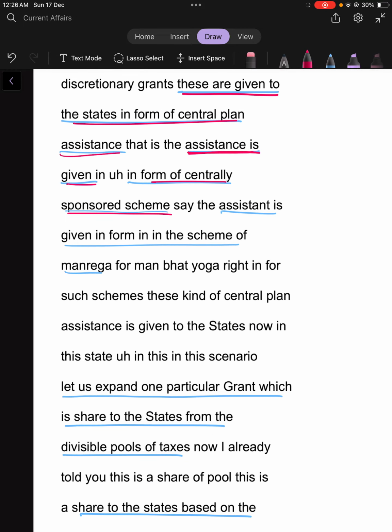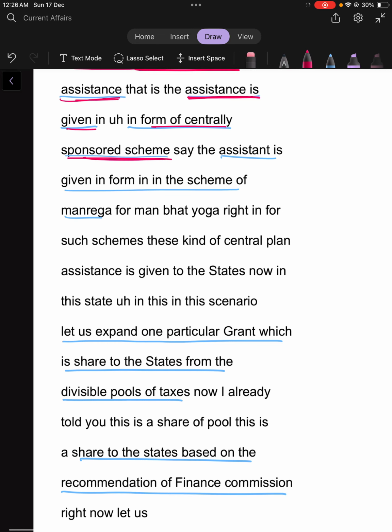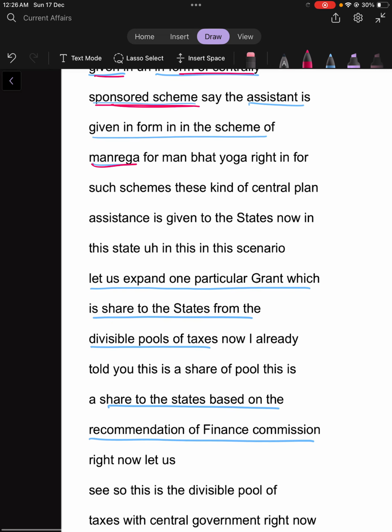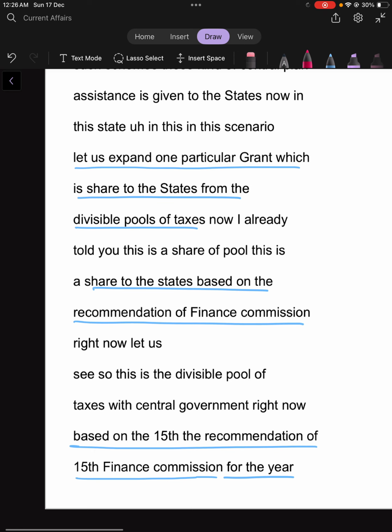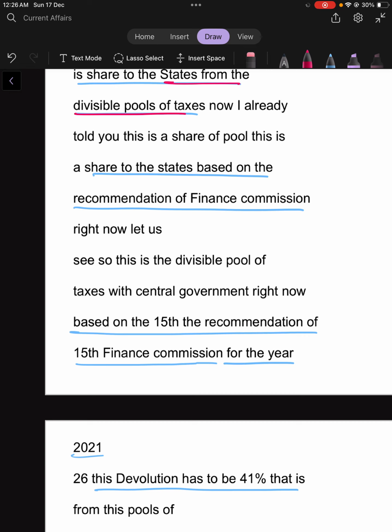It is in the form of central planned assistance, as this assistance is given in the form of centrally sponsored schemes. For example, it is given in the scheme of MGNREGA. Let us explain one particular grant, that is the statutory grant, that is given to the state from the divisible pool of taxes. The share to the state is based on the recommendation of the Finance Commission or the formula devised by the Finance Commission.